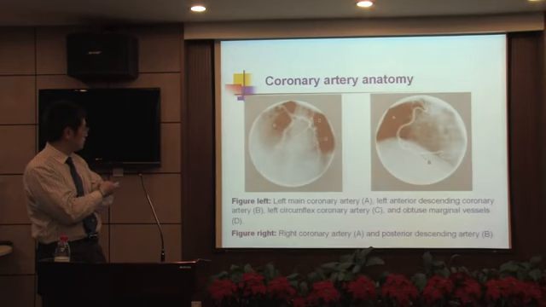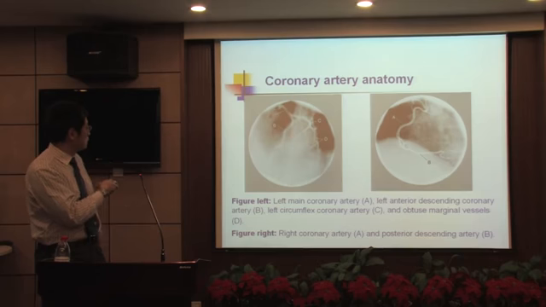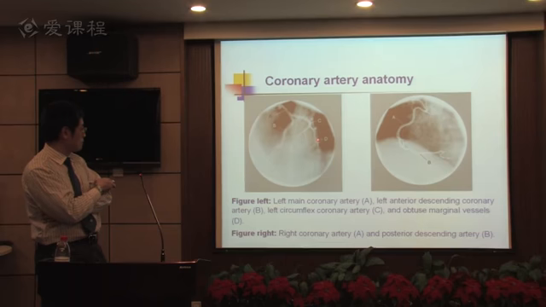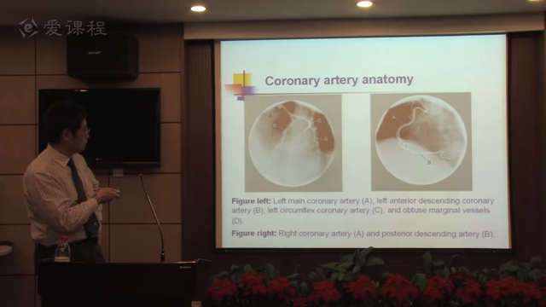Next, you can also see the left main coronary artery here. And here is the LAD, which is the left anterior descending coronary artery. And here is the left circumflex coronary artery. And here are the branches of the circumflex coronary artery. We call them obtuse marginal vessels. And here is the right coronary artery, and this is the so-called PDA, posterior descending artery.